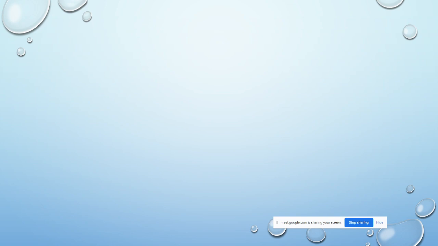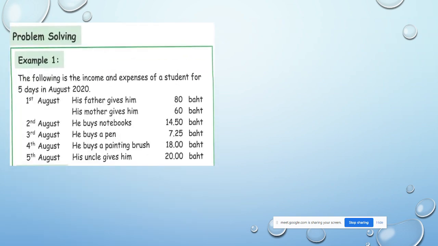All right. Now let us have our first example. We have here a table of income and expenses of a student. One student, okay? For example, what do you want to be his name? Give a name to the student.